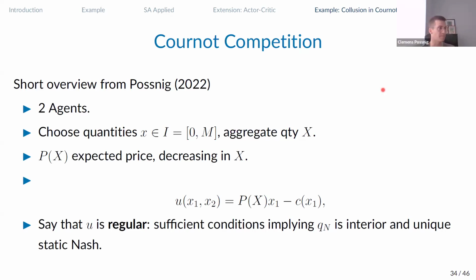So an example from my paper is to look at a simple game where there's 2 agents and they choose quantities on an interval. So these are Cournot competition agents. We look at the aggregate quantity capital X. And prices for these agents are realized randomly, conditional on the aggregate supply on the market. The larger the aggregate supply, the smaller the expected price. Expected payoffs then are just the price times quantity minus cost.